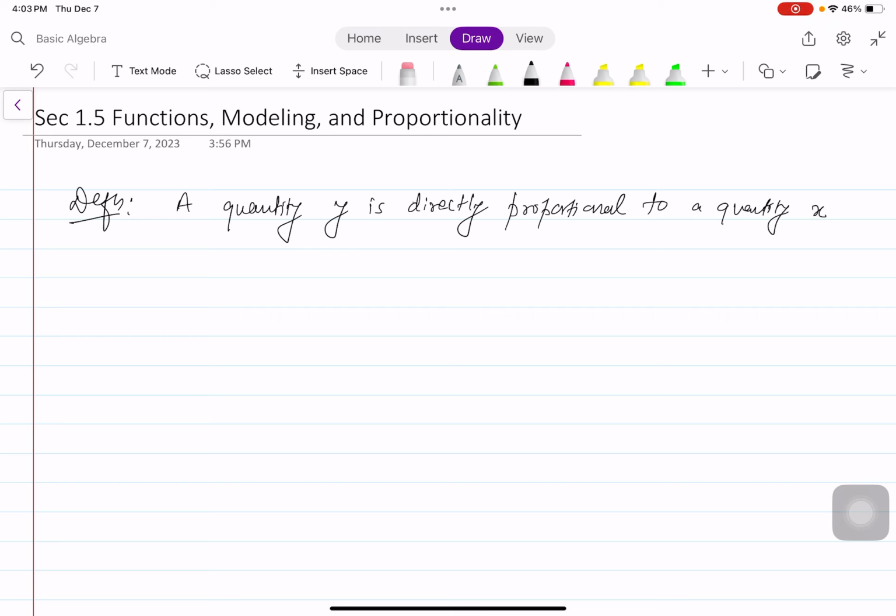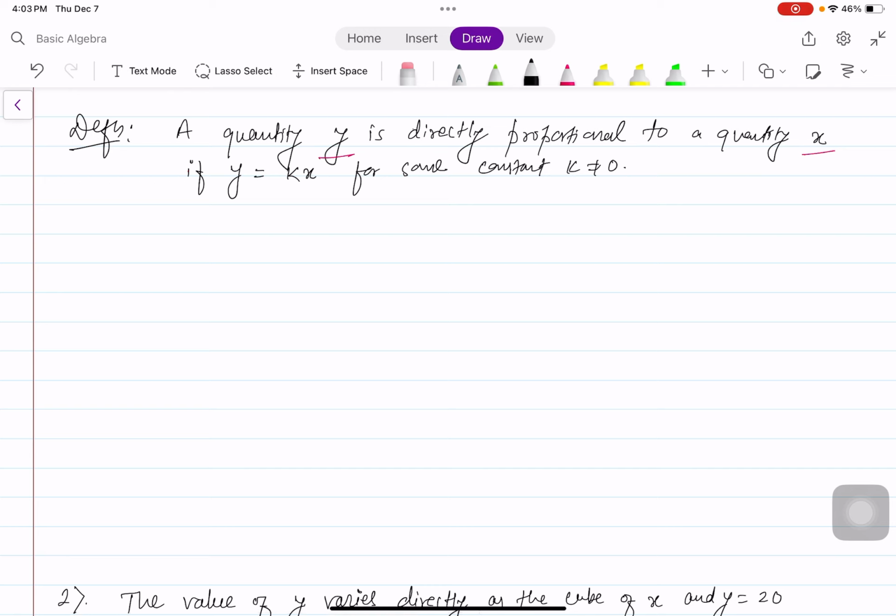So we have two quantities, quantity x and quantity y. The quantity y is directly proportional to the quantity x if y can be written in this fashion, this relation: y equals k times x for some non-zero constant k, a constant which is non-zero.